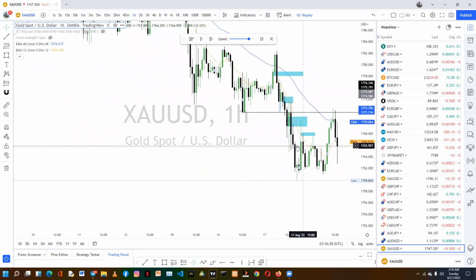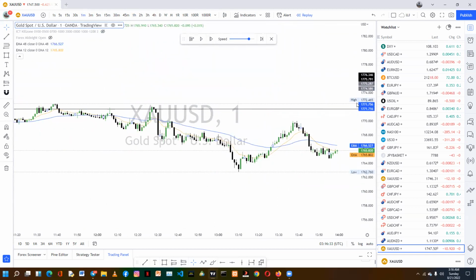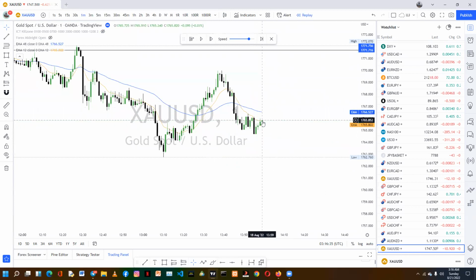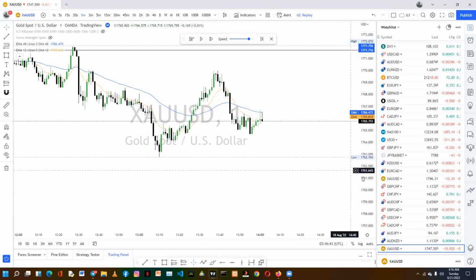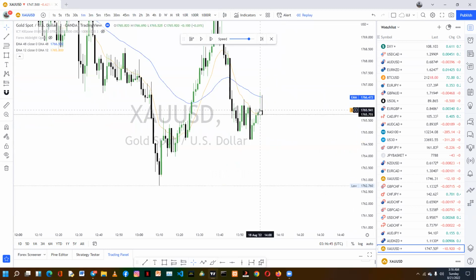Okay, so now I have a close below the moving average. So we go back to the 1 minute chart. On the 1 minute chart, what are we expecting? We want to see price come into the 48 moving average and close below. Okay, so we have a touch. Price failed to close below on this candle, it closed inside, so you don't have a trade.